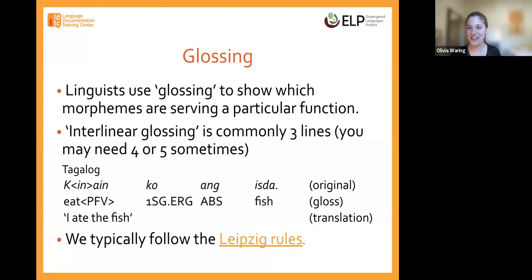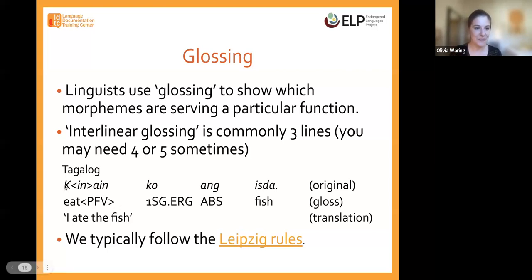So after this presentation, I'll happily send a link to those glossing rules for you, or you can feel free to Google them. But they just give a standard protocol for how to convey linguistic information about a word or a sentence to other linguists. So for example, I have some Tagalog here that's been glossed. You will start out with the Tagalog sentence. So if you asked your Tagalog informant to say, I ate the fish, they would say this. And then you as the linguist would go through and gloss each individual morpheme that you find.